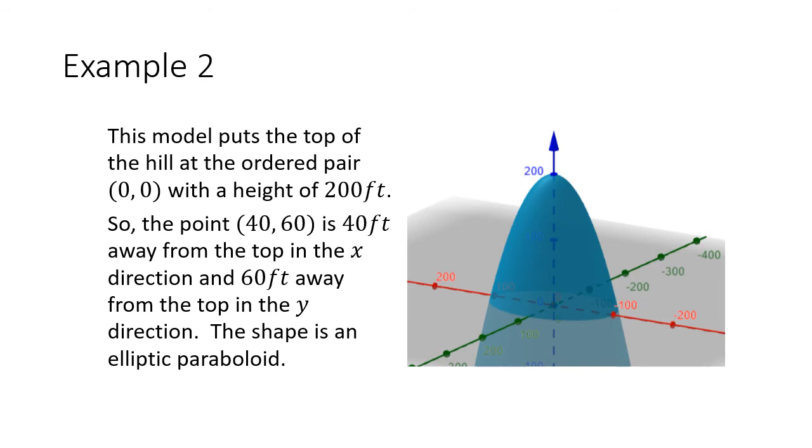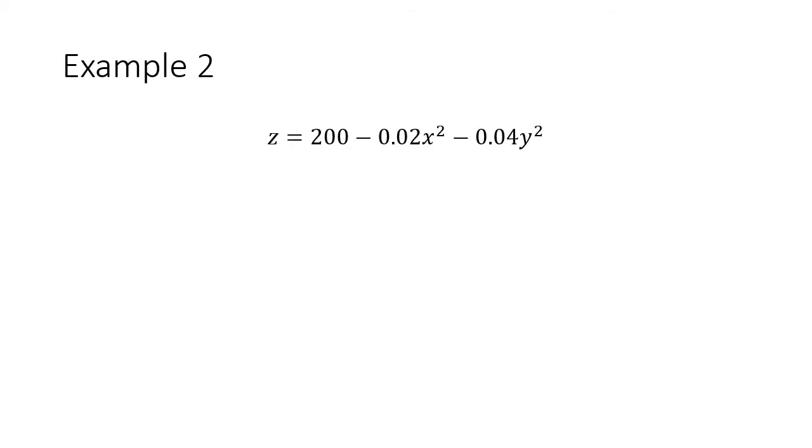Let's make sure we understand what's going on first with our function. This model puts the top of our hill at the ordered pair 0, 0 with a height of 200 feet. And the point 40, 60 then means I'm moving 40 feet away in the positive x direction, and 60 feet away in the y direction. And again, this formula gives us a shape called an elliptic paraboloid in 3 dimensions. So there's my function.